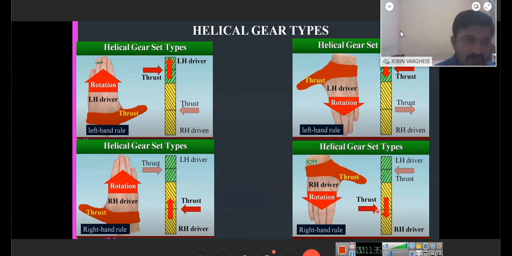So once we find out the thrust for the rotation, that is the source, the driver, we are seeing only the driver. If this is the thrust on the driver, the other gears will always have a thrust opposite to that. So the only thing we have to find out is the thrust for the driver; the others can be easily found.